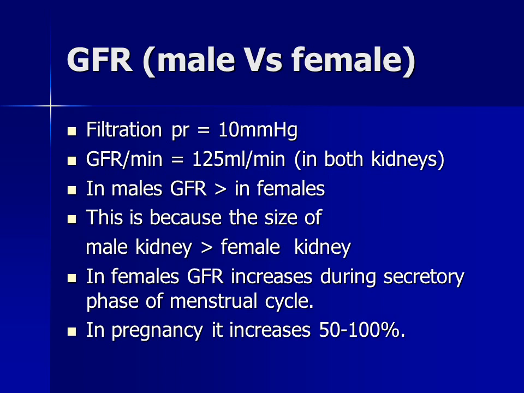And GFR in males is more than in females, and this is basically because of the size of the kidney. Male kidneys are larger as compared to female kidneys. In females the GFR increases during the secretory phase of the menstrual cycle, and in pregnancy it increases 50 to 100%.